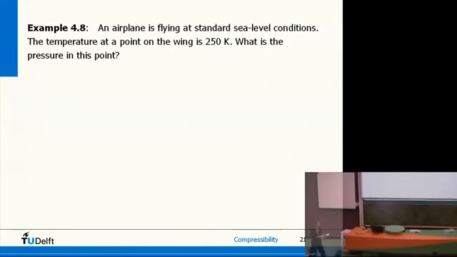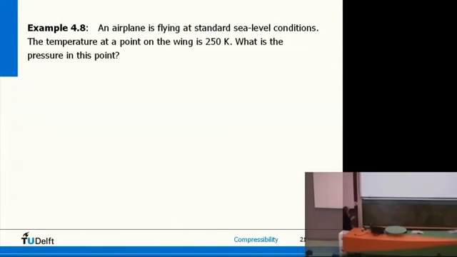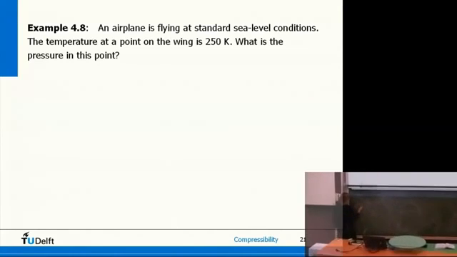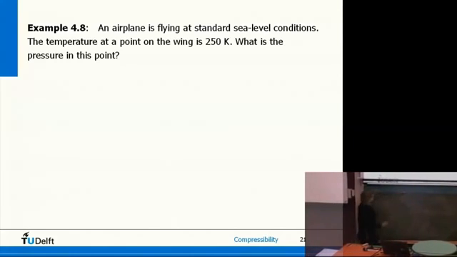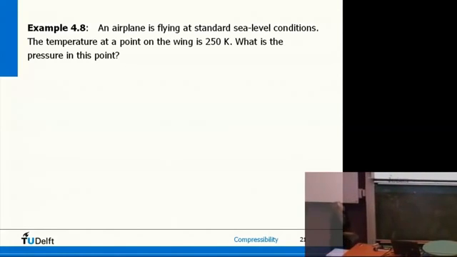Well, it's not too hard now to come up with which relations we should use. So we have our airplane, free stream conditions, where we have standard sea level conditions. So there is T at standard sea level, pressure at standard sea level, and at some point on the wing, we have the temperature given.